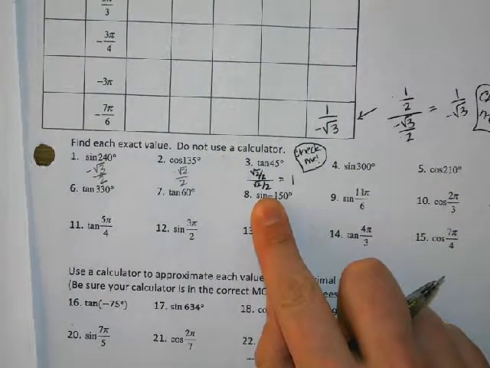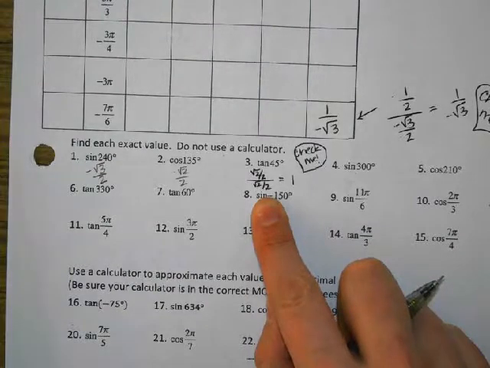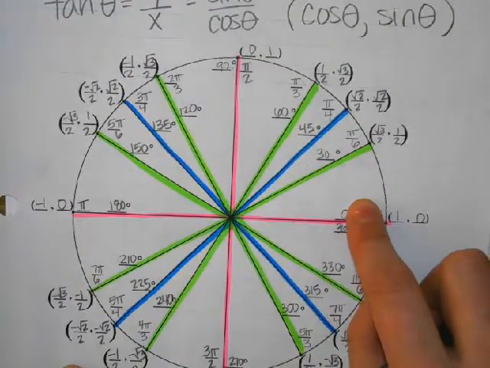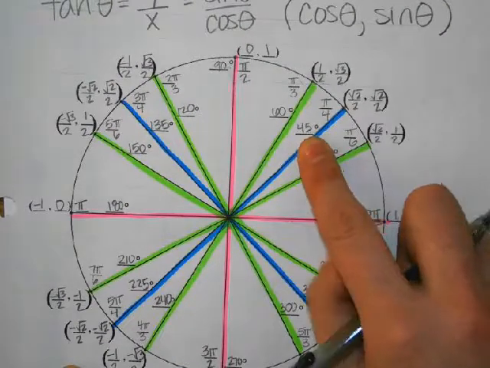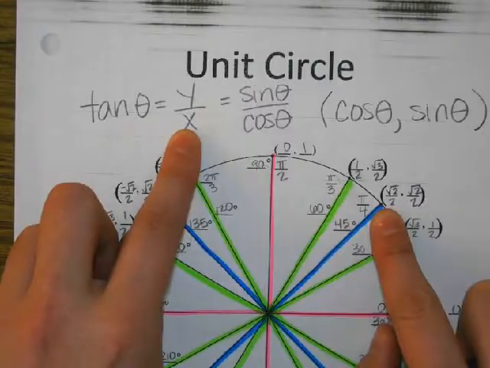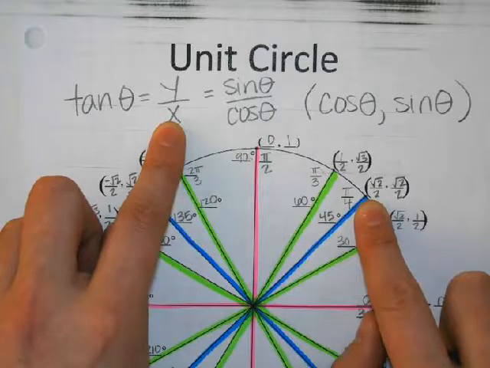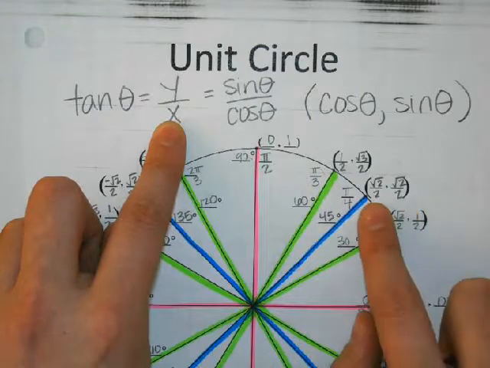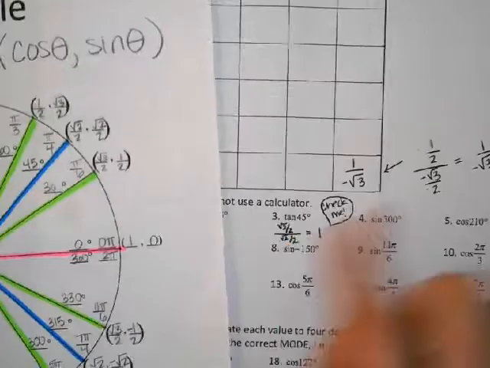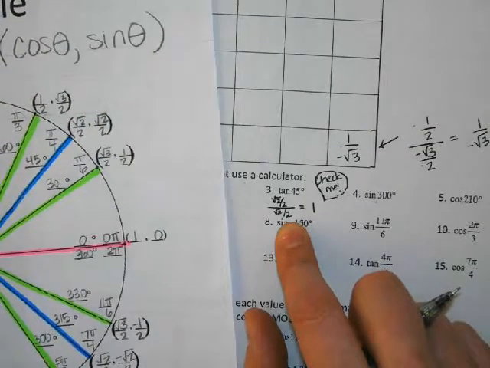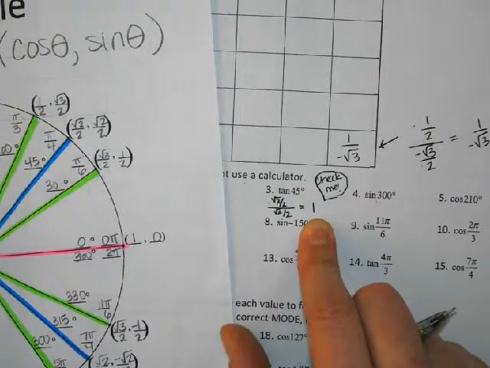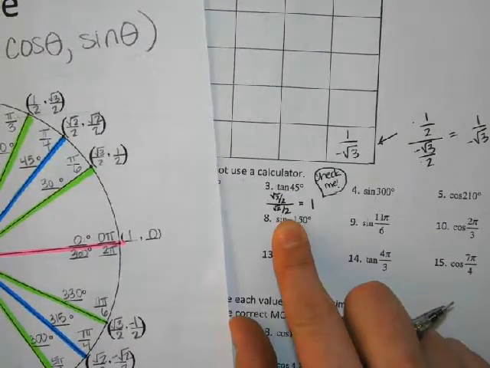The next one says tangent of 45. Which quadrant is 45 degrees in? It's in quadrant 1. There's 45 degrees. How do we find tan? Y over x. Yeah, we do the y value divided by the x value. So on your paper they wrote down root 2 over 2 divided by root 2 over 2. Do you agree with them that the answer should be 1? How did they get 1? It's the same thing divided by itself. Does that equal 1? Yes. Yeah, they did that right.